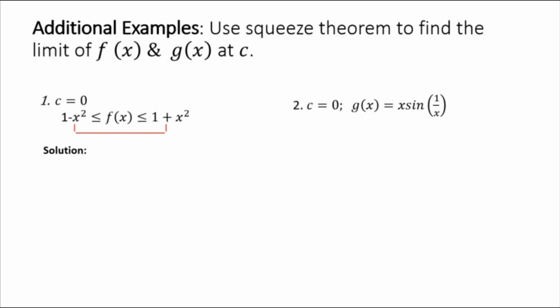At c equals 0, find the limit of f of x that is greater than or equal to 1 minus x squared but less than or equal to 1 plus x squared. Since the sandwiching functions are already given, we only need to know what their limits are at 0. If they are equal, that is great. Let us see. The limit of the function below is equal to 1, while the limit of the function above is equal to 1 as well.